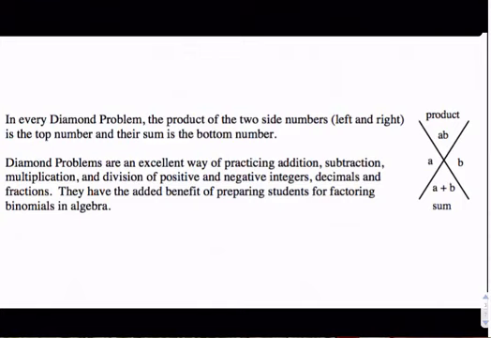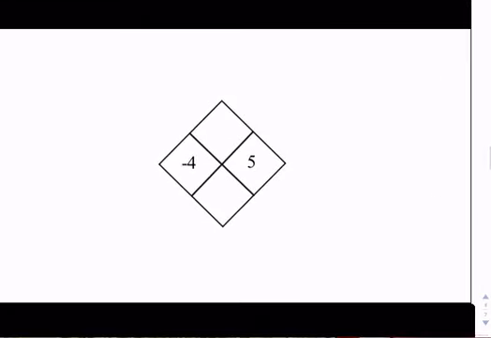So we have our A and we have our B on the sides. Above is the product, so multiplying A times B, and then below is the sum. So this first one, this is when we multiply, this is when we add.